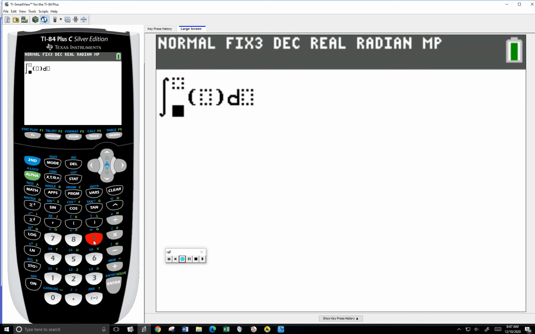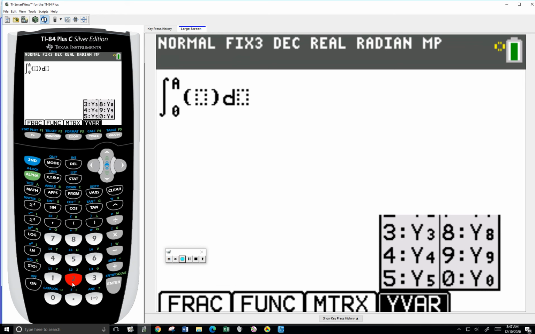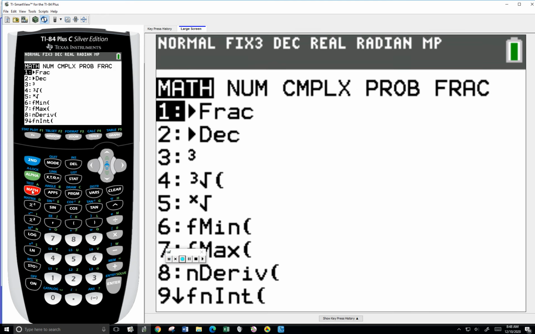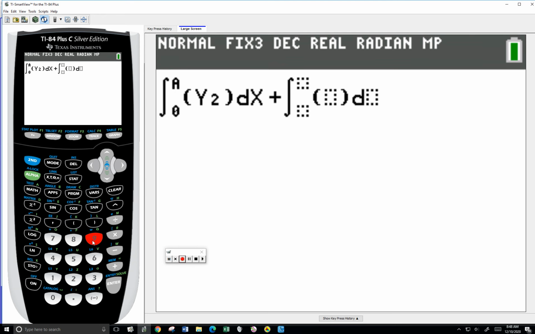I need to integrate from 0 to A. Zero to A. I need to integrate the G formula. I remember that I always put G in Y2. So that's alpha, trace, choose Y2. I need a dx. I now need to add that integral to another integral. Now I got to go from A to B. Now I need to integrate Y1.